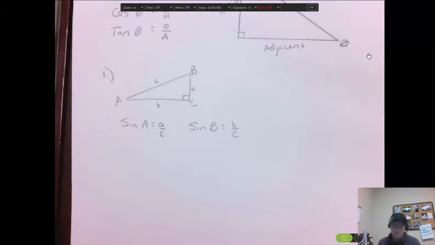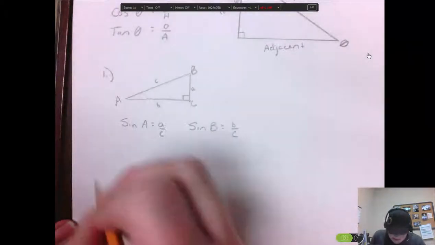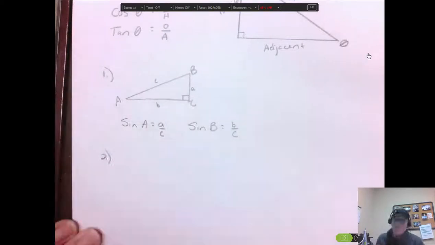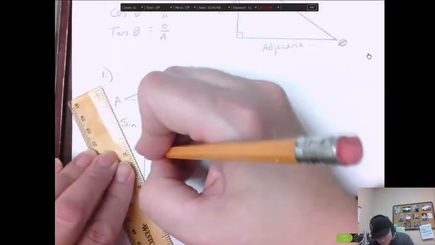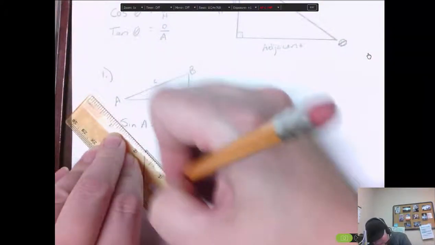So you just have to pay attention to which one's which from which angle. I'm not going to do all of them on that, but let's look at how we would use this information to find missing sides of a triangle. So this first one, we're going to find a missing side.